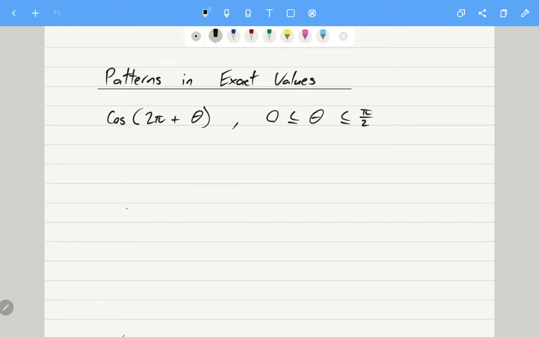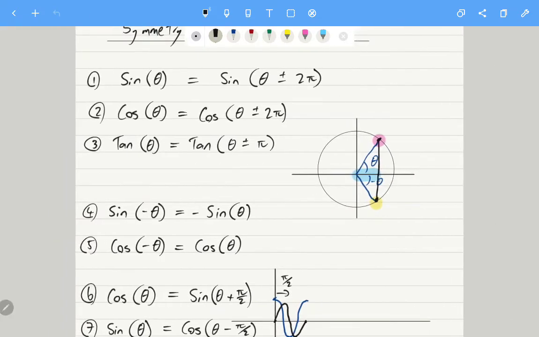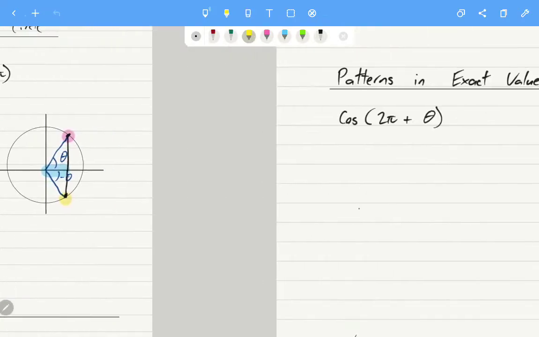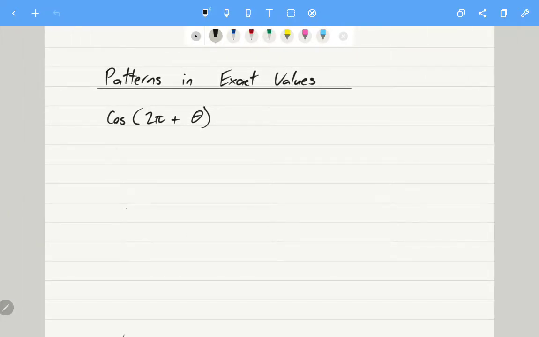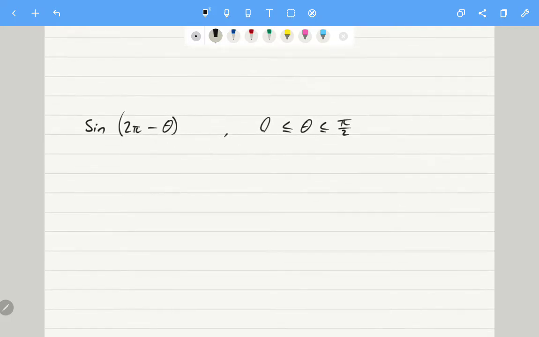For example, I want to simplify this problem over here, which is that I've got the cos of 2 pi plus theta. Well, using the second rule up here, I know that I'm allowed to add 2 pi or subtract 2 pi. So why don't I make this equal to the cos of 2 pi plus theta minus 2 pi? Well, that would just leave us with the cos of theta. Awesome. All done. Let's have a look at the next one.